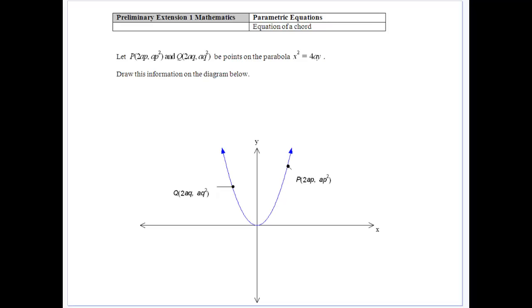Let's have a look at how we deal with chords with parametric equations, in particular chords of parabolas. Now, we start with letting these two points be on the parabola. So put them anywhere you like. 2AP, AP squared, I've put it there. 2AQ, AQ squared, we've put it over this side. Doesn't matter really, they could be on the same side if they like. It's a little bit easier to show if they're like that.